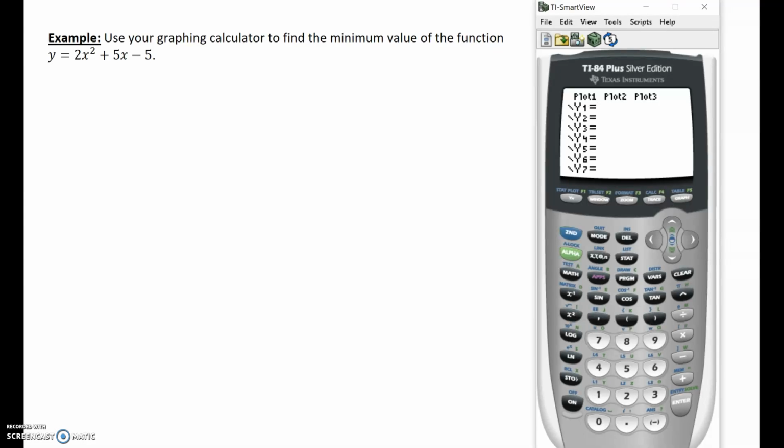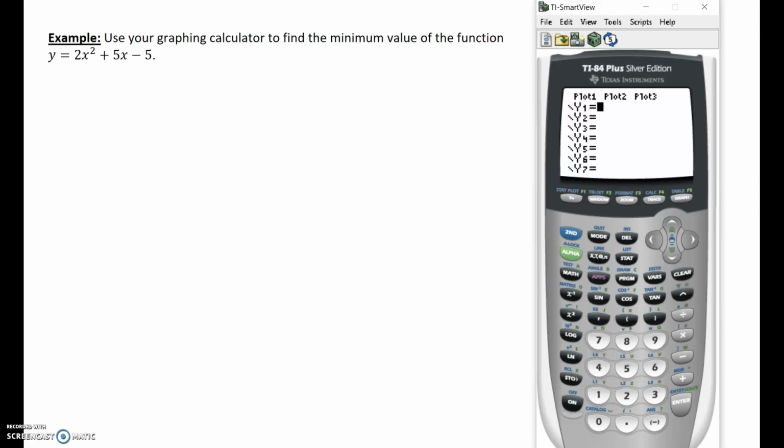Hello and welcome to this video in which we show you how to find the minimum value of a function, and this would also apply for a maximum value if the function had a maximum. Same steps, almost. You'll see the difference. It's pretty obvious what the difference will be.